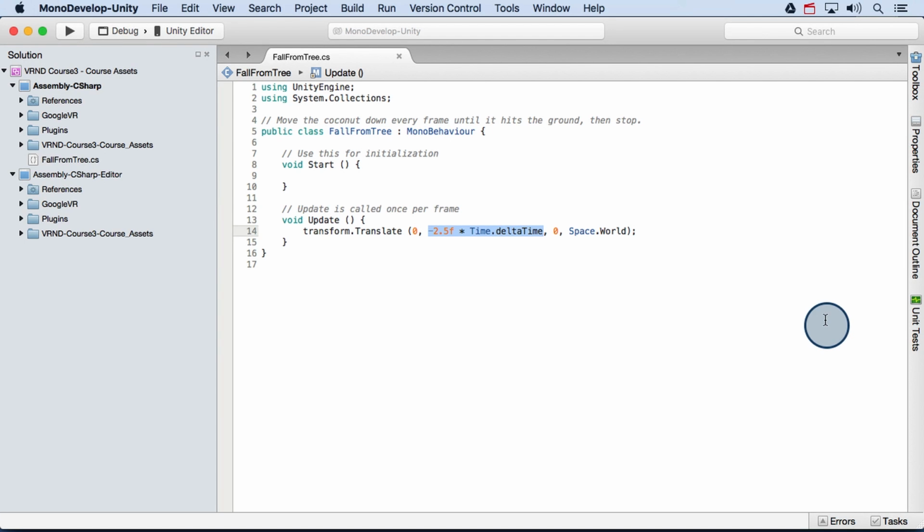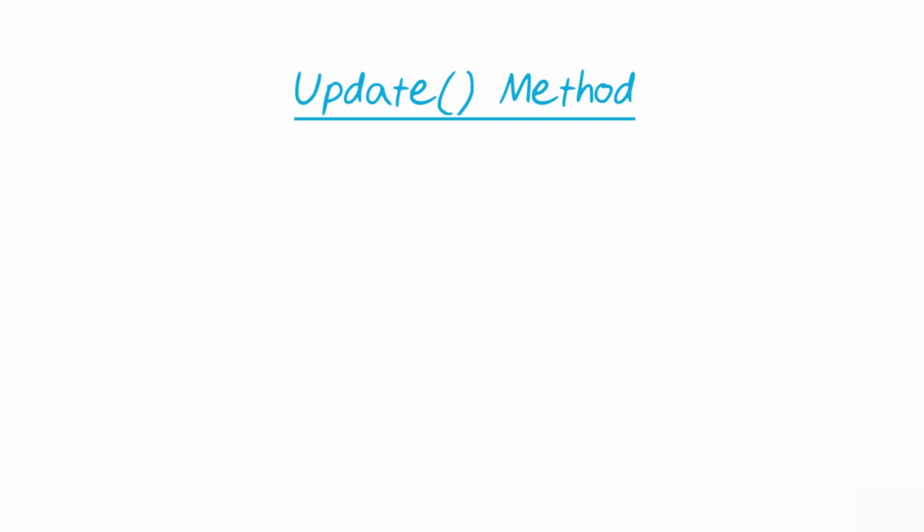Let's take another look at our coconut moving code. Remember how we multiplied negative 2.5 by Time.deltaTime? Let's talk about that. Remember that the update method is called every frame. That means if we're running at 60 frames per second, it gets called around every 16 milliseconds.